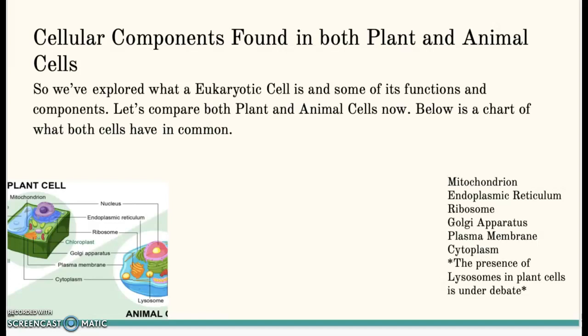So we've explored what a eukaryotic cell is and some of its functions and components. Now let's compare both plant and animal cells. Below is a chart of what both cells have in common. So there's a picture, and then we have a list. The mitochondrion or mitochondria, the endoplasmic reticulum, the ribosome, the Golgi apparatus, plasma membrane, and cytoplasm. The presence of lysosomes in plant cells is actually under debate, so I put that on there just as a little extra side note.